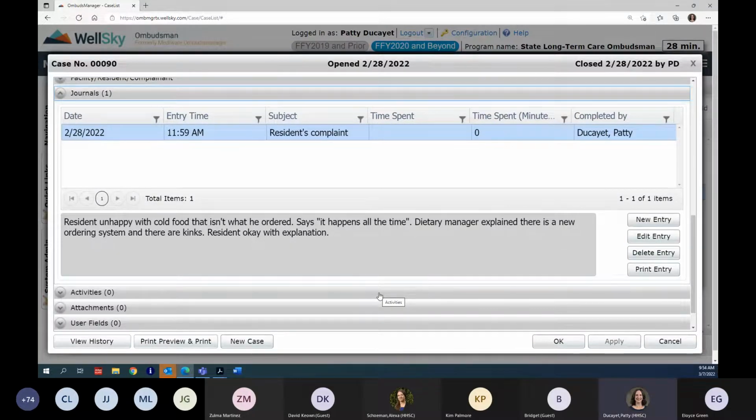The subject, let's take a look at the subject of this journal entry. I've put resident's complaint. What do you all think about that as a subject for what's written here?